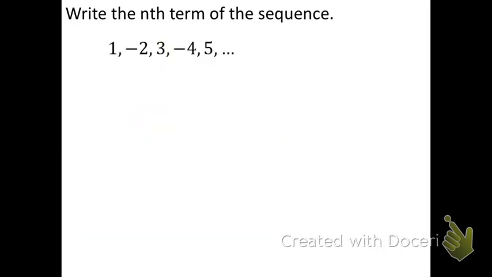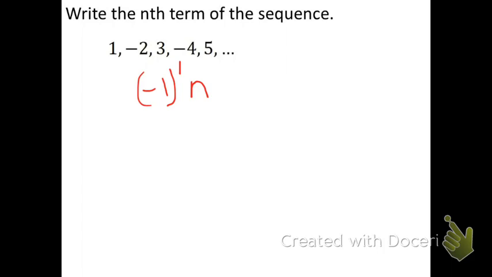Okay, let's define one more. So we have 1, negative 2, 3, negative 4, 5. So here we have an alternating sequence again. So let's start with that. So we have our first term is positive, our second term is negative, and then 1, 2, 3, 4, 5. Well, 1, 2, 3, 4, 5, we did that part, and that was just an n. So we need negative 1 to some power to make this work. So our first one needs to be positive. Our first term is positive 1.